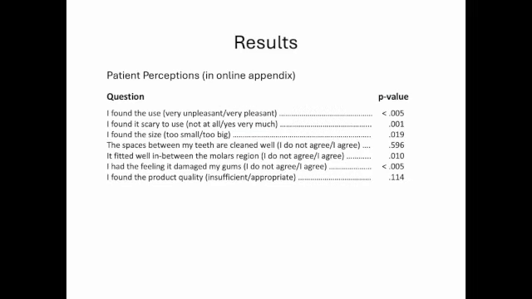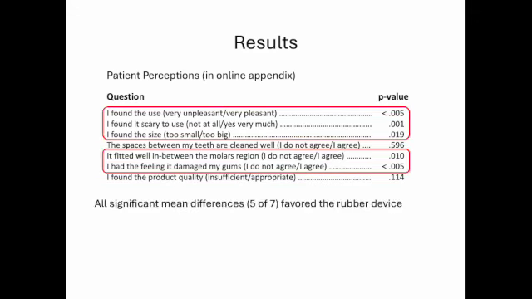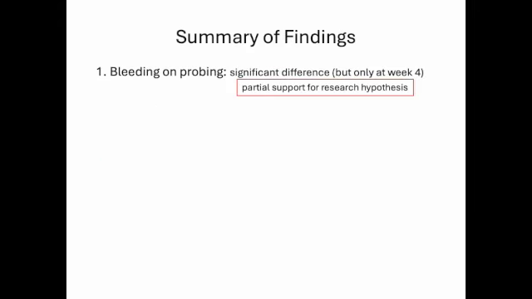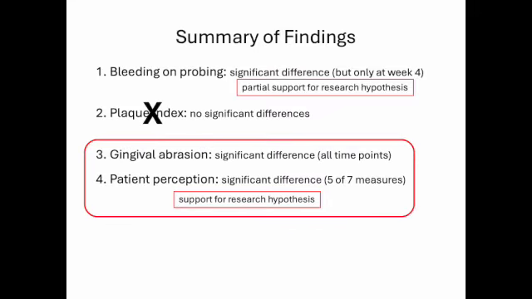As far as the patient perceptions, there were 7 items. 5 of them were statistically significant. You didn't have this in the article. You had to go look at the appendix online. And they all favored the rubber device. The 2 that weren't significant, they had partial support for bleeding on probing, but only at the last time point. No difference for plaque index. And then for gingival abrasion and patient perception, pretty strong evidence in favor of the rubber.